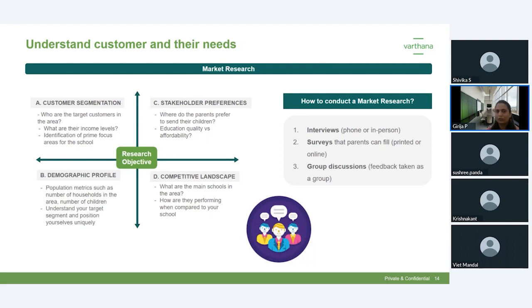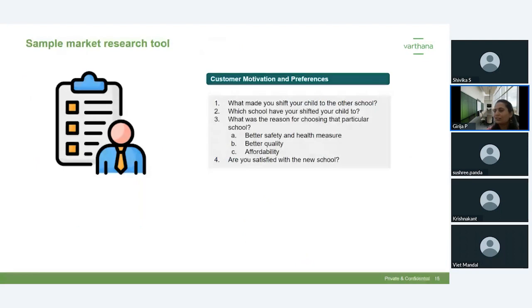So let's move ahead and see a sample of a market research tool. If you're doing research for customer motivation and their preferences, this is how your questionnaire can look. You can ask them why they shifted their child to another school. When you are choosing a particular school, what are the reasons for this? Is it better quality, affordability, better safety and health? Are you satisfied with your new school, and which school did you shift to? Through these questions, you will know what customer motivation is and what their preferences are.